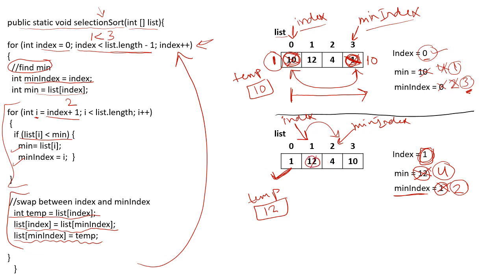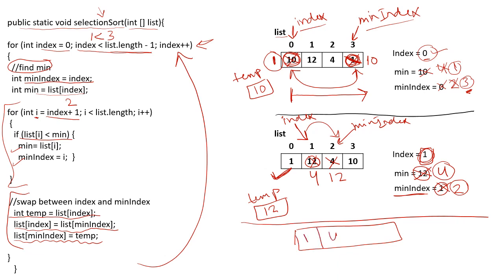So we should have this one changed, and the value will be 4. And then the element at minimum index should equal temp, so this one should be changed, and it should be 12. So now your array will have the following values: we have 1, we have 4, we have 12, and then we have 10.